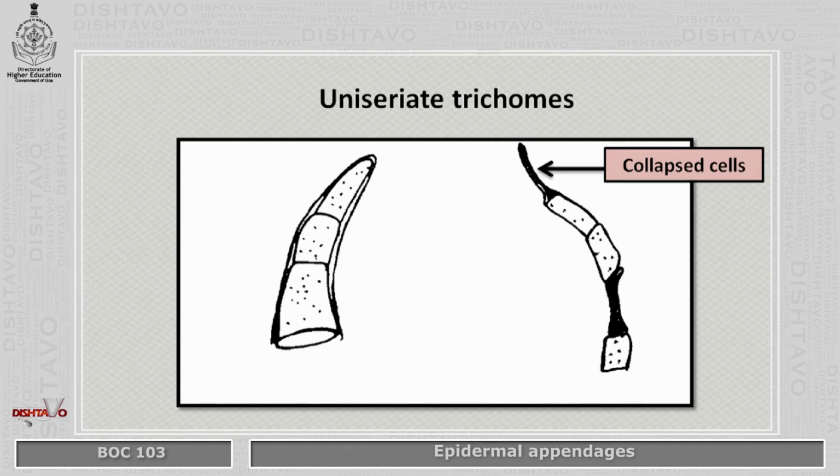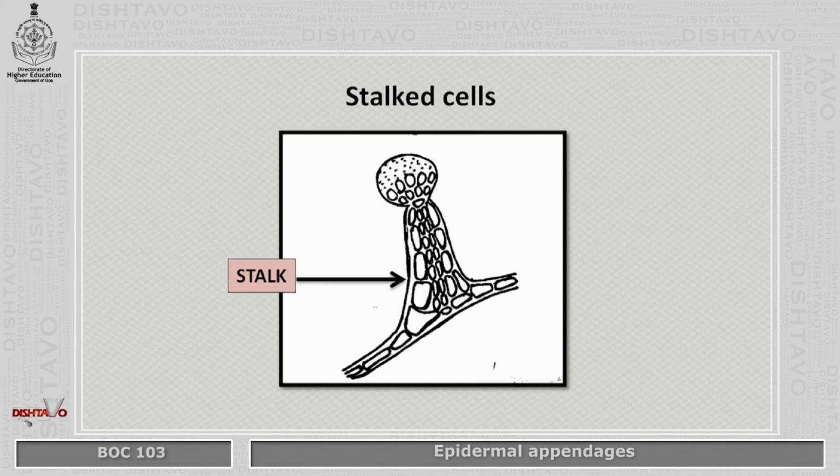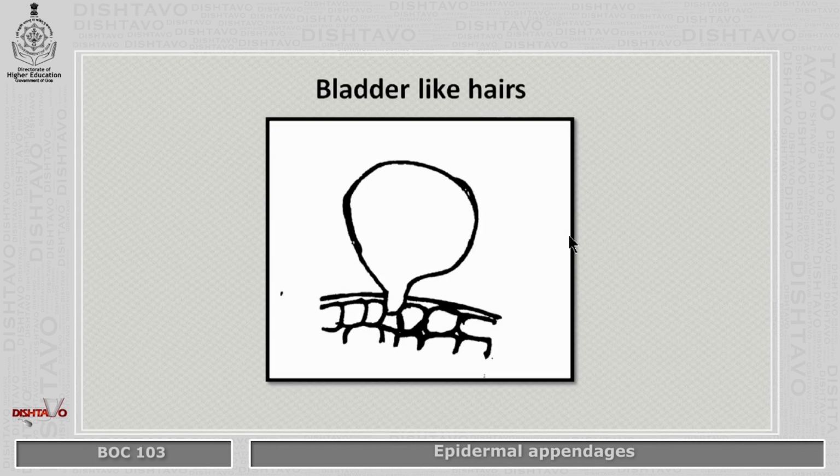That means it is a single line of cells. Now here you can see the collapsed cells, which are reduced in protoplasm. The next type is stalked cells. Here you can see these are the stalk cells, on which the gland is at the tip of the trichome. The next type is bladder-like hairs, wherein the trichome is in the shape of a bladder. So here this is the bladder-shaped trichome.